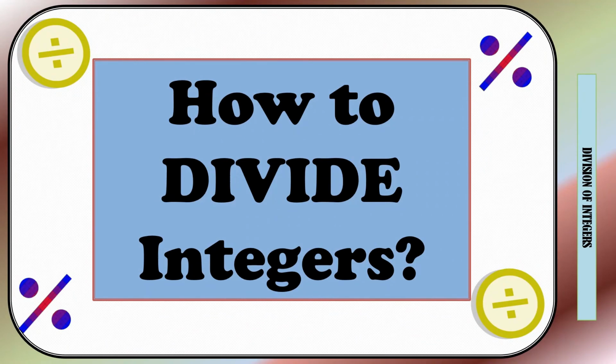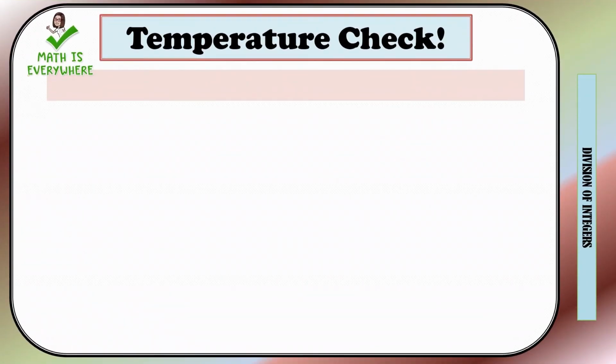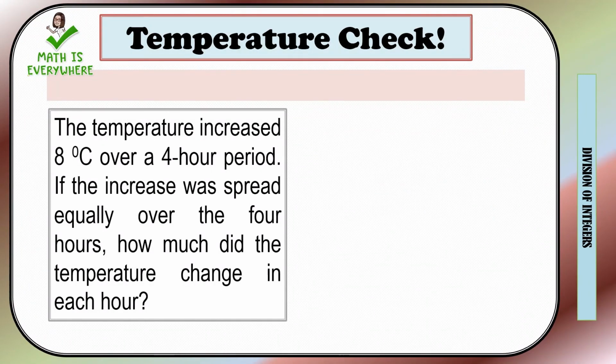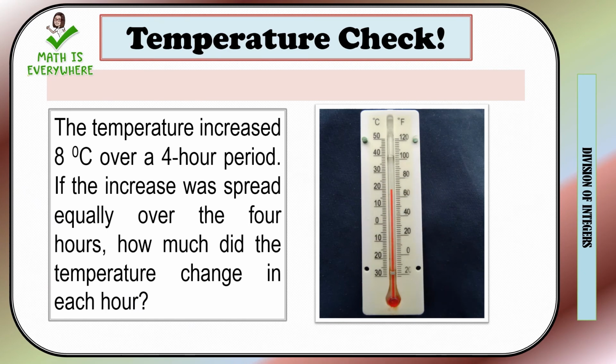Now, how to divide integers. This is the last operation of integers. Okay, how do we divide it? Let us have a temperature check. The temperature increased 8 degrees Celsius over a 4-hour period. If the increase was spread equally over the 4 hours, how much did the temperature change in each hour? If this is our thermometer, how are we going to know the answer to this given problem? So what do you think is the best operation for us to use? Yes, we will be using division. And what we are going to divide is an integer.